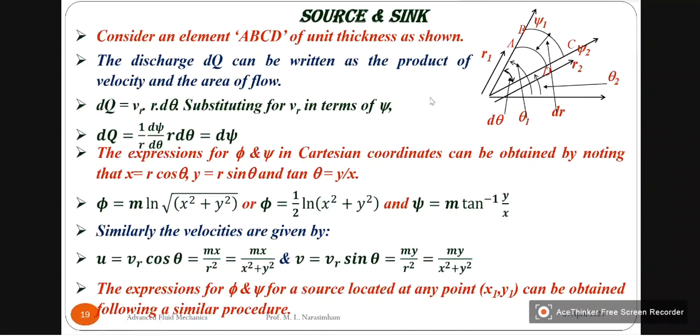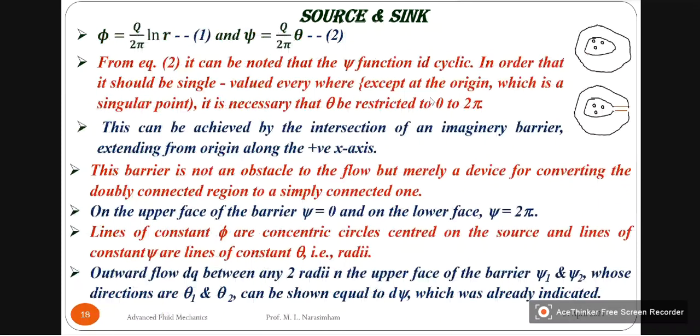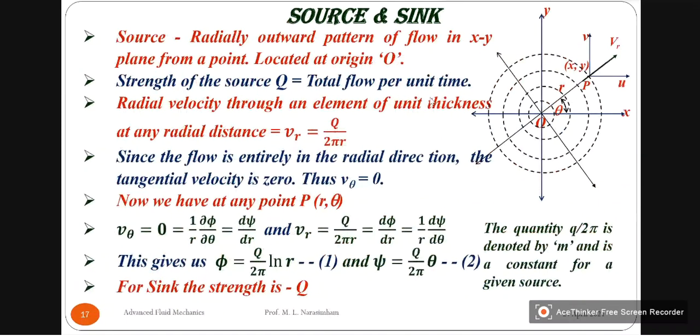I have explained about the source and the sink. When a source or sink is present at the origin, that is 0, 0, then the stream function and velocity potential can be obtained by identifying the velocities first. The flow will be entirely in the radial direction. So there will not be any flow in the tangential direction, whether it is source or sink.